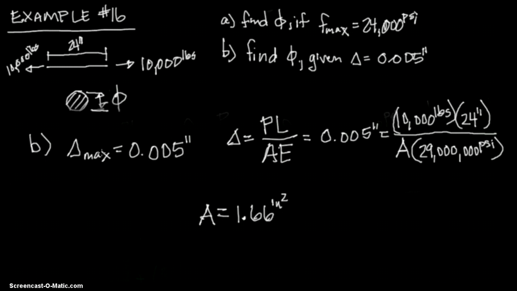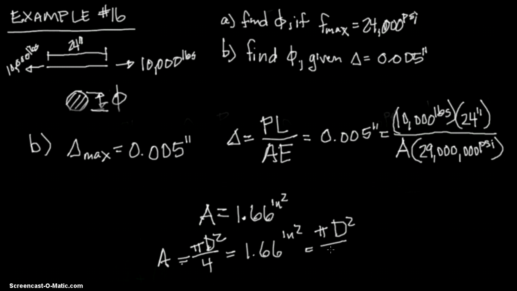Now we once again want to solve for the diameter. So let's look at our diameter equation, which is pi d squared over 4 equals A. Let's put an A over here. So 1.66 equals pi, d is what we're solving for, over 4.